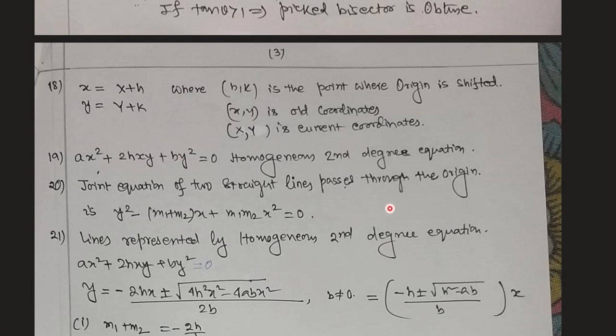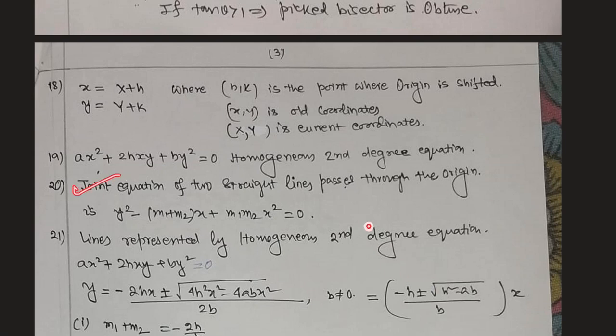So now suppose you are going to calculate one line, y equals m1x, and you get another line, y equals m2x. Therefore the equation of the pair of lines will be written this way: (y minus m1x) times (y minus m2x). That is the way to write the joint equation. So it will be y square minus (m1 plus m2) x y plus m1 m2 x square. So this is the joint equation.